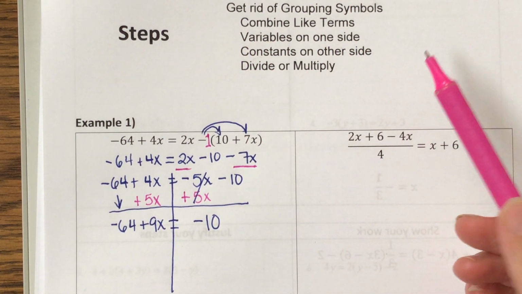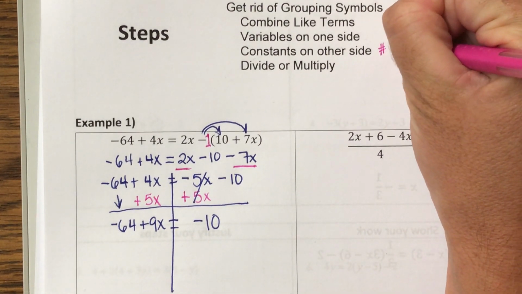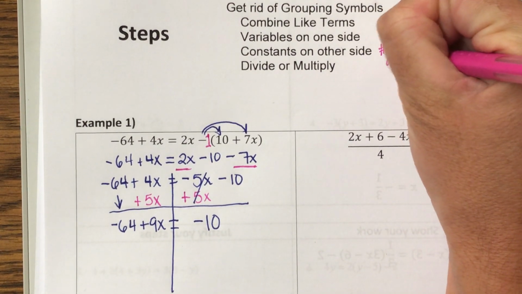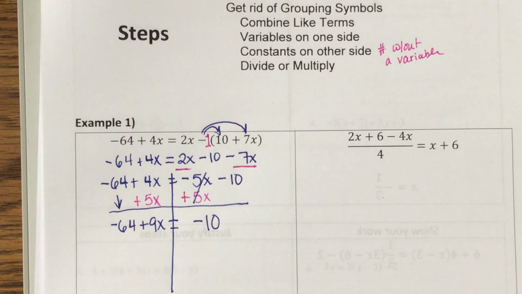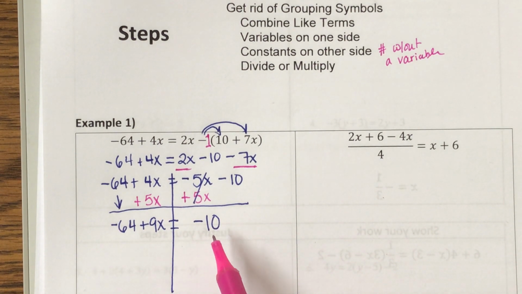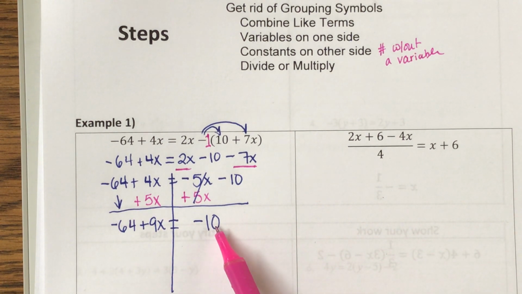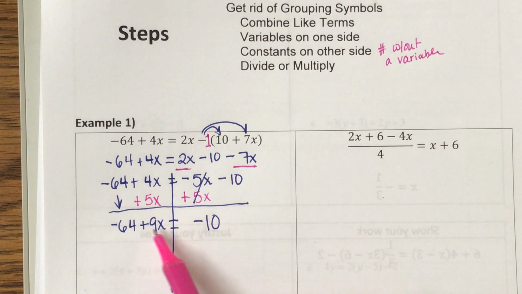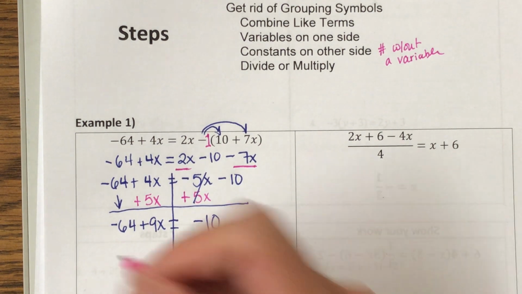Remember, a constant is a number without a variable. So do I have constants on either side? The answer is yes, negative 64 and negative 10, and I need to get them on the same side. I want to move the negative 64 over here, because I always have to have something on each side of that line, or each side of the equals, in order to be able to solve it.